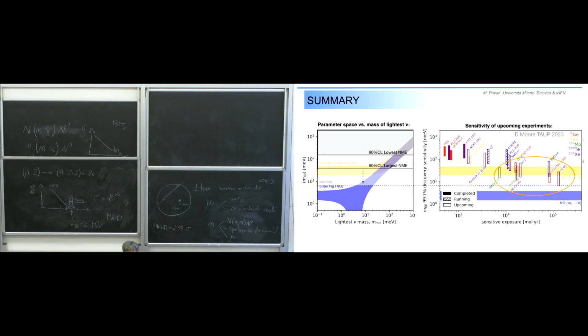But this runs in parallel with a lot of activities. So at least for both Legend and Cupid, the two experiments that will be in Gran Sasso. It's completely different for Nexo, because the predecessor has been closed for a long time. So in that case, it's a bit different.